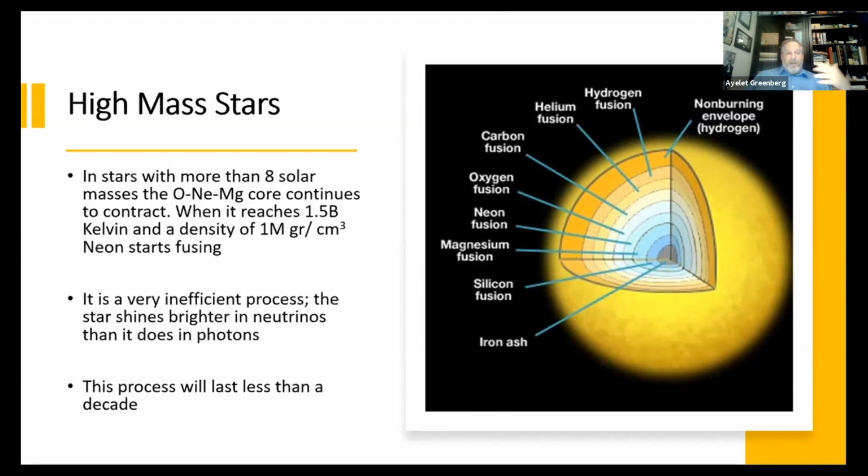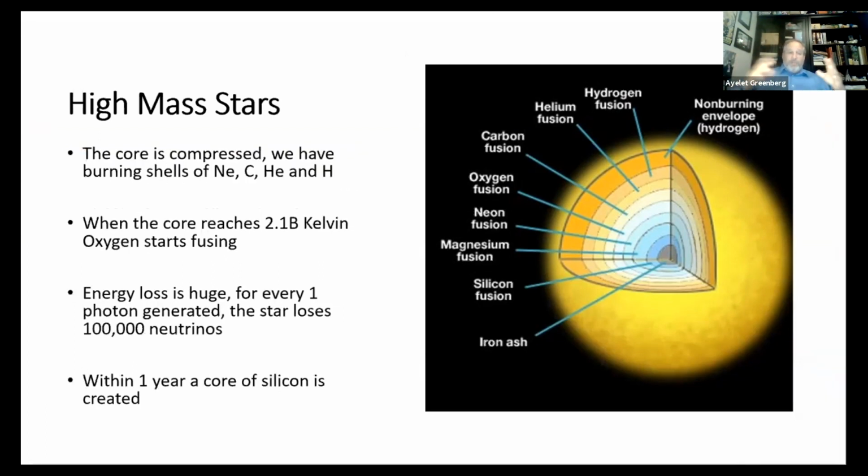And this process of burning neon in the core will be fast. It'll only last for a decade. So the process is continuing to accelerate. Now the core is compressed. We have neon, and we have burning shells of carbon and helium and hydrogen. When the core reaches 2.1 billion degrees, that ignites oxygen nuclear fusion. Now oxygen nuclei are starting to fuse, and the energy loss is prodigious. Now for every single photon that we're producing, 100,000 neutrinos are flowing out. And within a single year, that process will produce a core made of silicon.